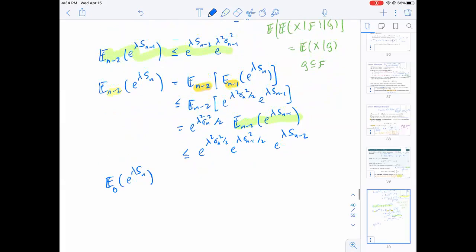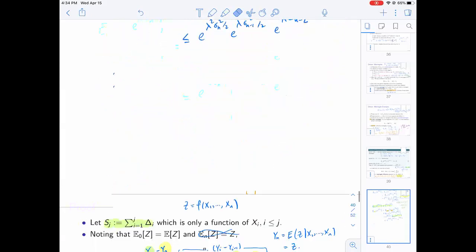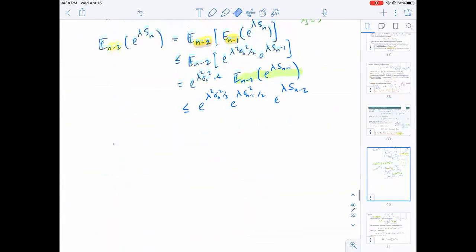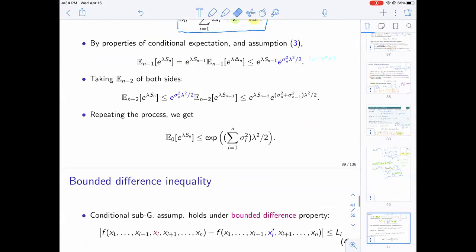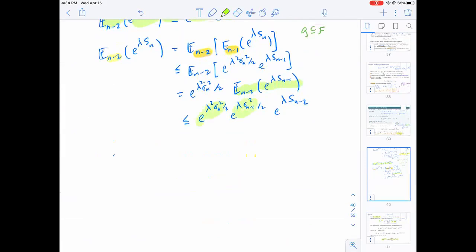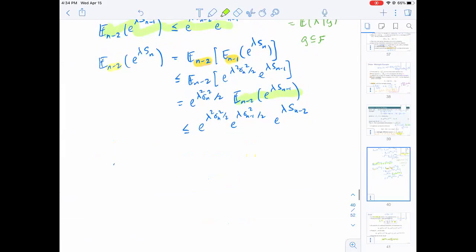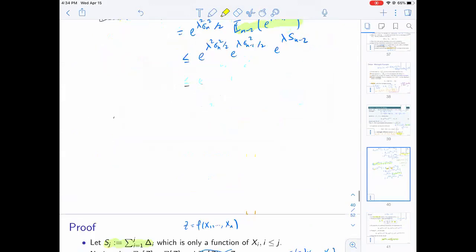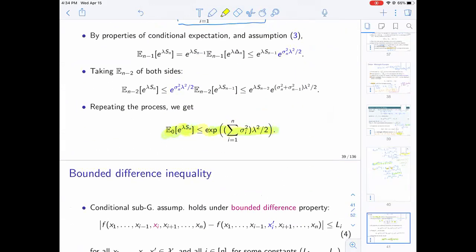Let's see. This is not right. Yeah, so I'm not going to write it down. You end up with e to the 0, lambda S, and then you get all these exponentials. So here we have two of them. Keep repeating this until you get to 0, and this would be 1, and then you have accumulated all these terms for all of them, right? So you end up with this result. Okay.